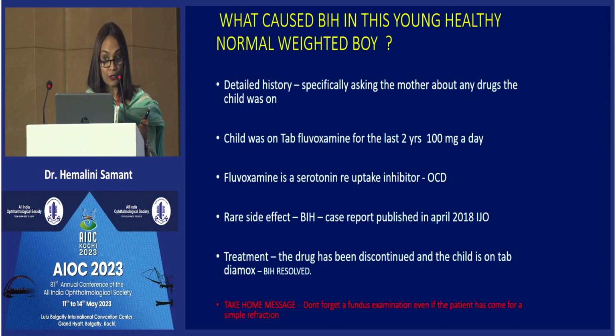So then we went back to the history and asked the mother specifically about any drugs that the child was on. And she revealed that this child was on fluvoxamine, which is a serotonin reuptake inhibitor, for an obsessive compulsive disorder. And he was taking it for the last 2 years without any follow-up. And one of the rarest side effects of this drug is to raise the intracranial pressure. So the drug had been discontinued and the child was given Diamox, and the BIH resolved.